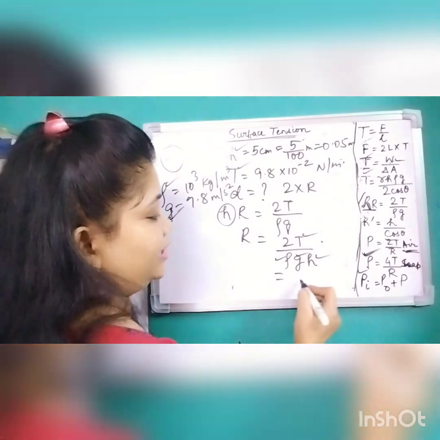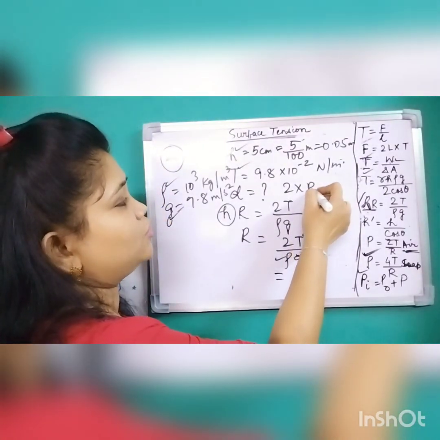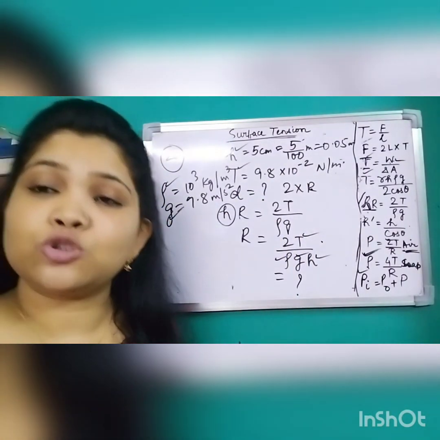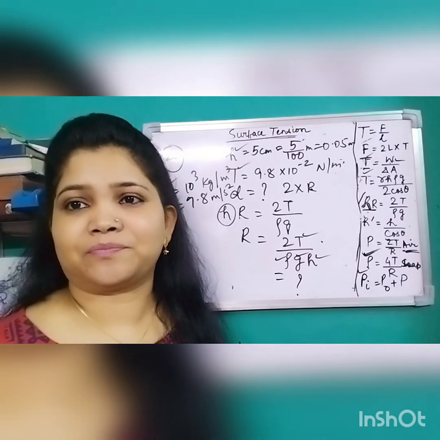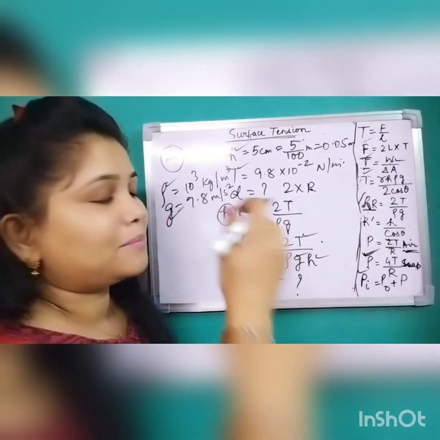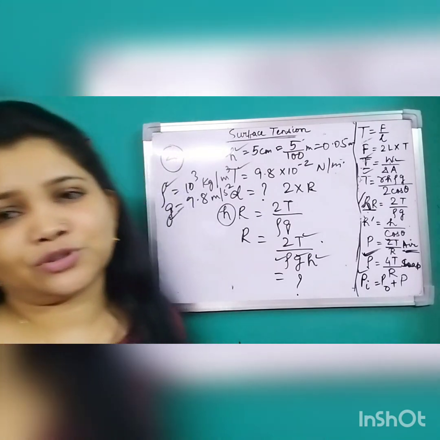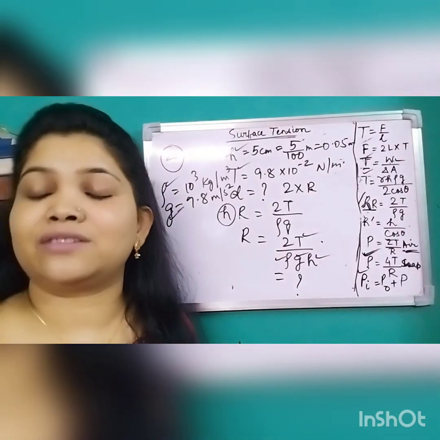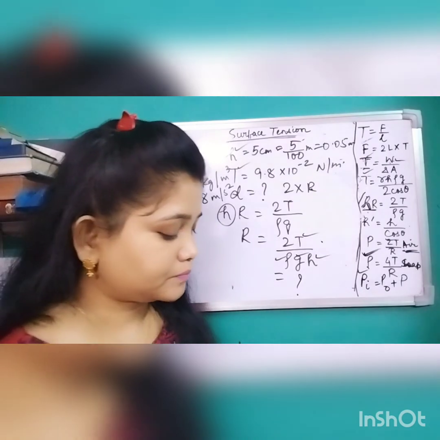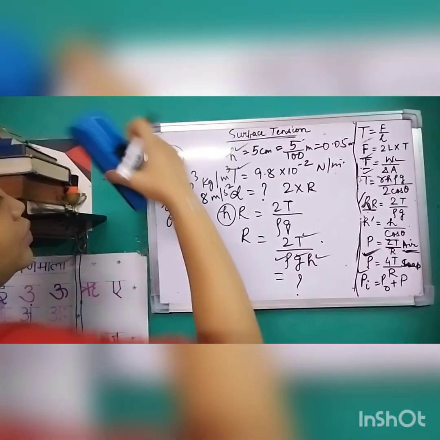After you get the radius from here, just multiply it with 2 and you will get the diameter. You get radius, multiply it with 2 and you get the diameter. So you see the sums are so easy if you know the formula. Okay, now let us go to the next sum.